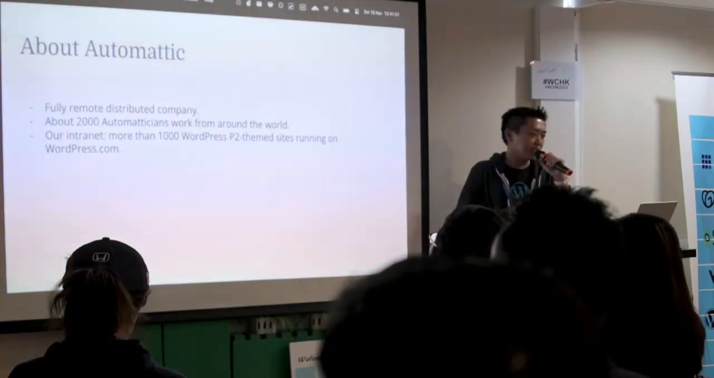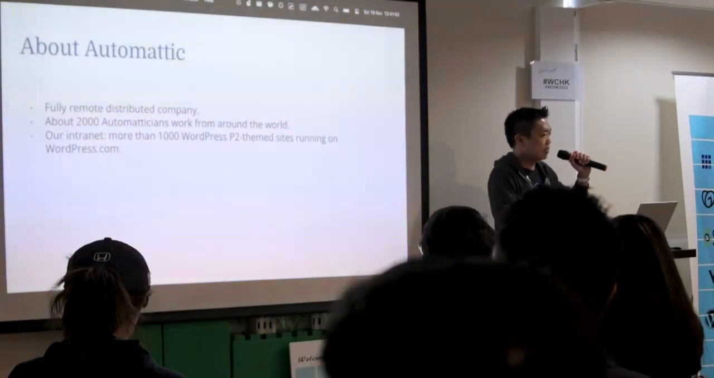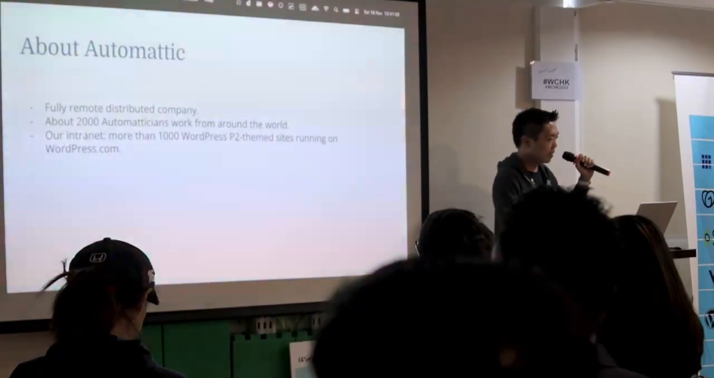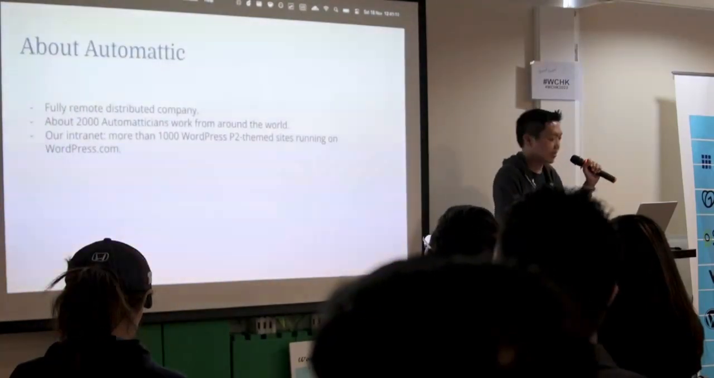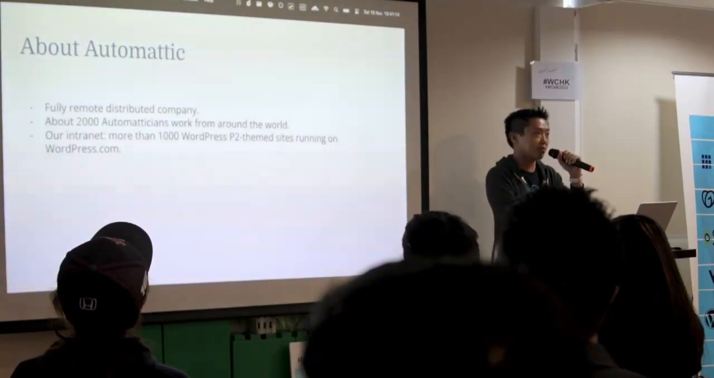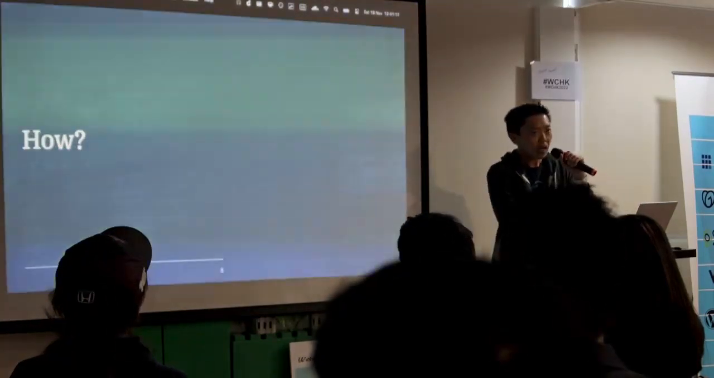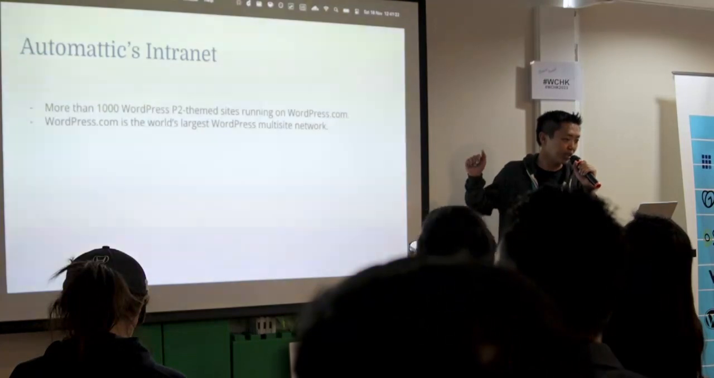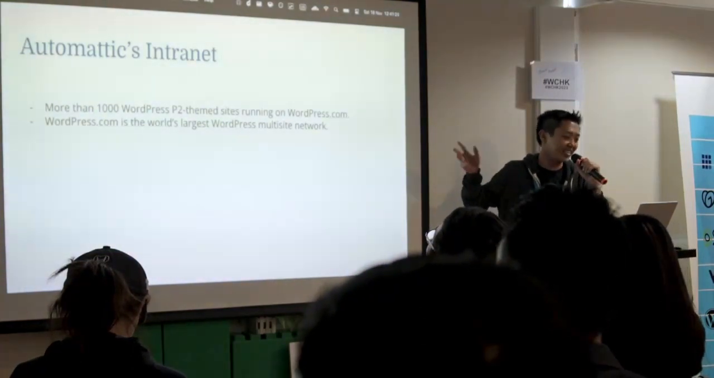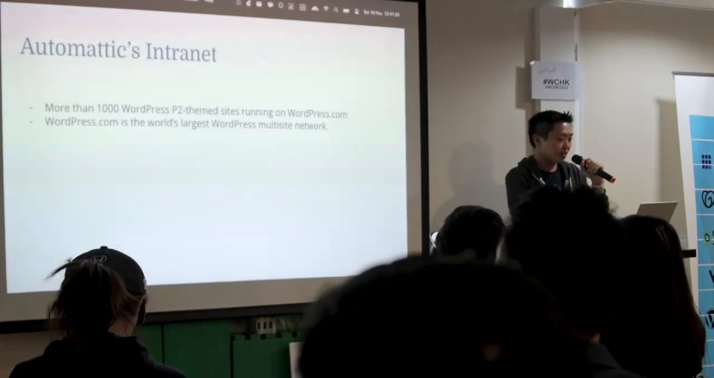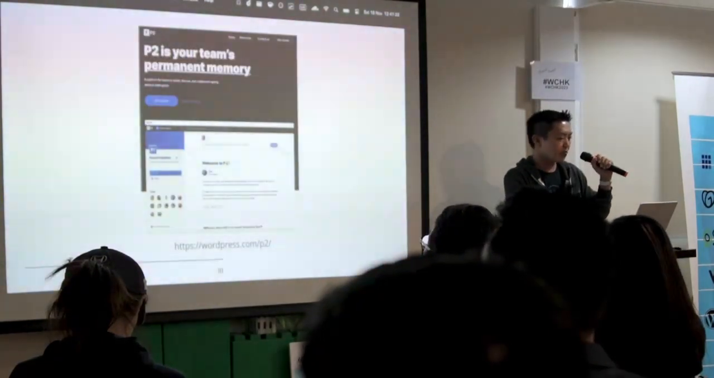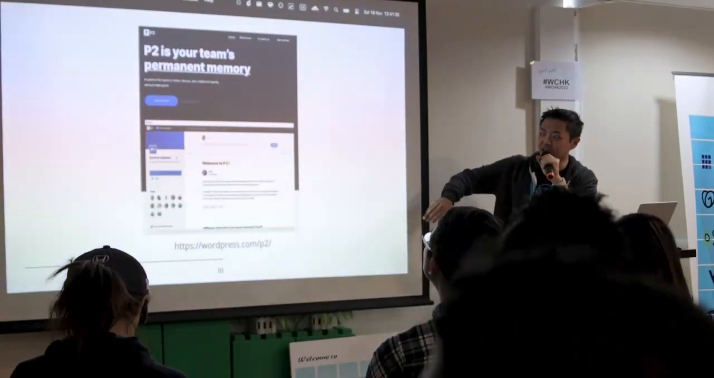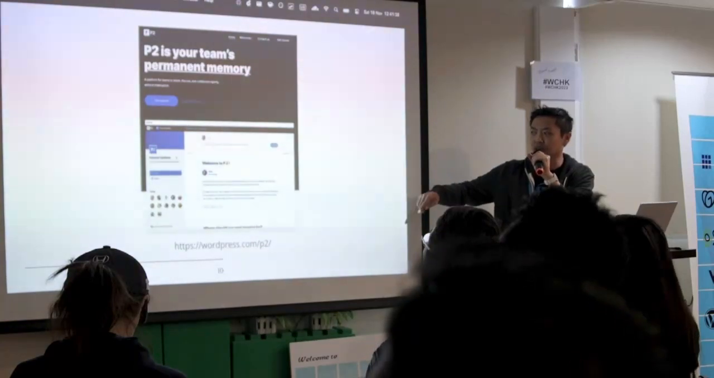Our intranet consists of more than 1,000 WordPress sites running a custom theme, which we call P2, running on WordPress.com. WordPress.com is actually the world's largest multisite network. So how do we do it? This is actually a public product page, so you can get more info from our website here, WordPress.com/P2.